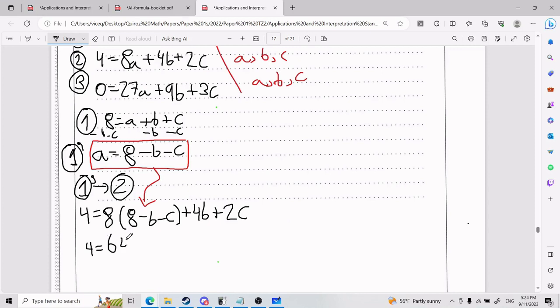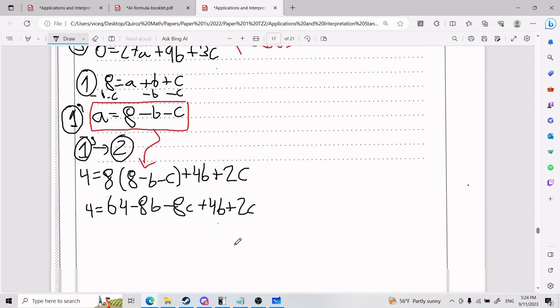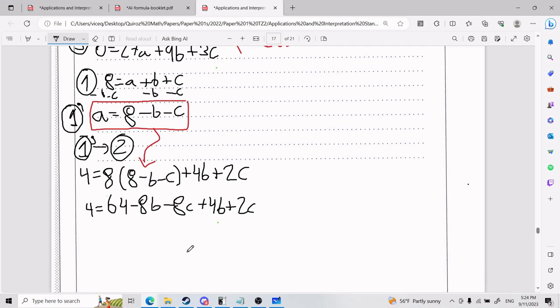8 times 8, 64. 8 times b, minus 8b. 8 times c, minus 8c. Plus 4b plus 2c. So let's combine like terms, leave everything kind of nice. I'm going to do minus 64 to both sides. I end up with minus 60 equals b with b is going to be negative 4b. C with c is going to be negative 6c. And so this right now is sort of like an equation I have.